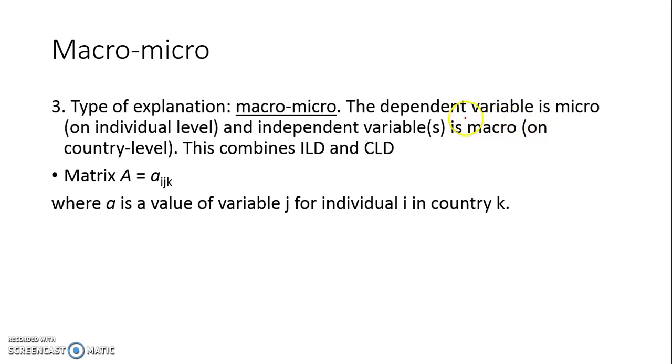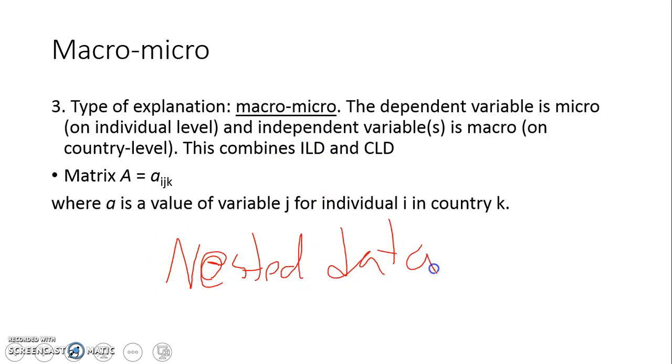Then we have the macro to micro. In this case, the dependent variable is micro, usually on the individual level, and the independent variables are macro. This combines both the country level and the individual level data. And this is what we would also often call nested data. Nested data, where you would have individual level that's within a school, which is within a country, and then you could compare across countries, across schools, and across individuals within that model.